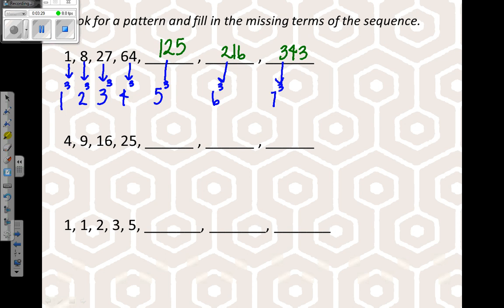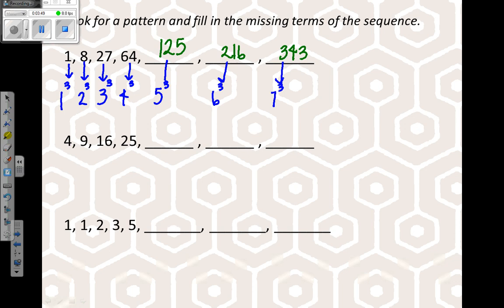Okay, how about the next one? 4, 9, 16, and 25. Again, there's not a constant sum or difference being taken. You're not adding the same number each time, nor are you subtracting. But if you look here, 4, 9, 16, and 25, hopefully you'll notice that those are perfect squares.